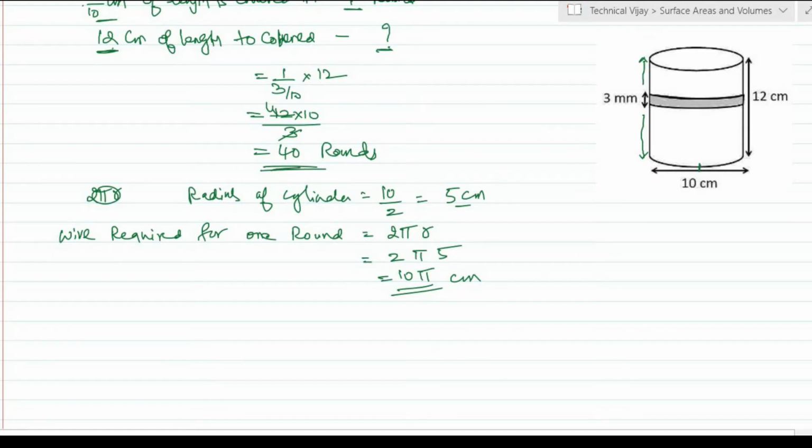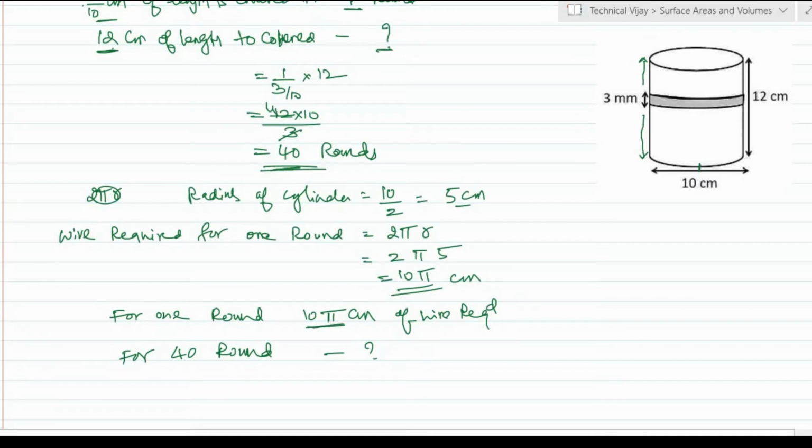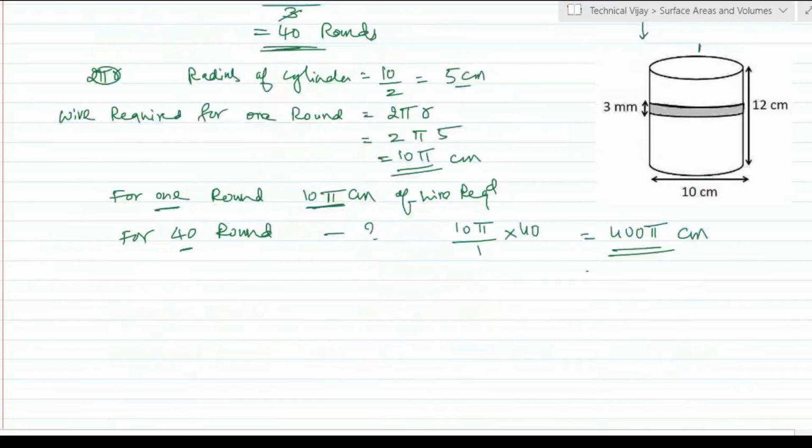So how many rounds are there? 40 rounds. For one round, 10 pi centimeter of wire is required. So for 40 rounds, again this divided by this into this one. That is 10 pi divided by 1, into 40. So this is equal to 400 pi centimeter. This much length of wire is required. So the length of wire required will be 400 pi, which is equal to, we can substitute the pi value as 3.14.